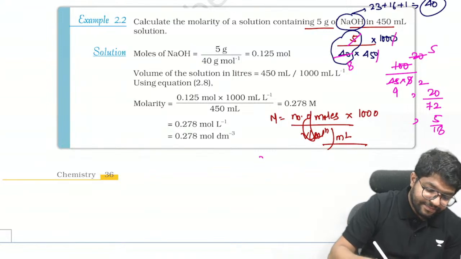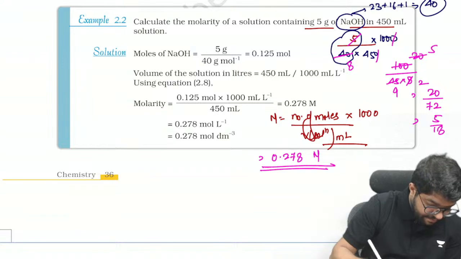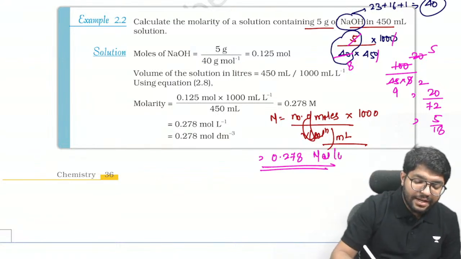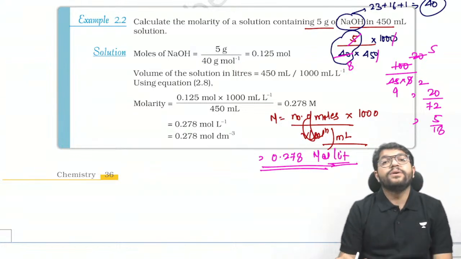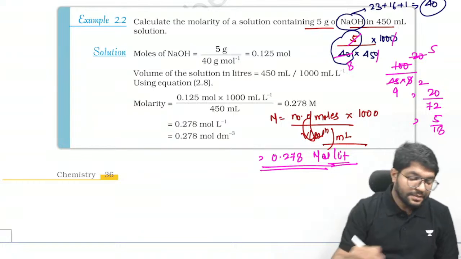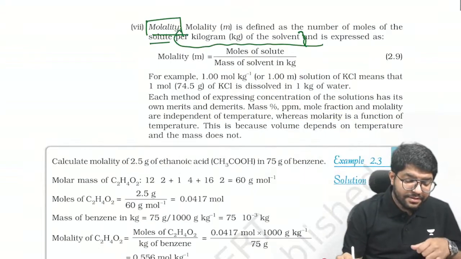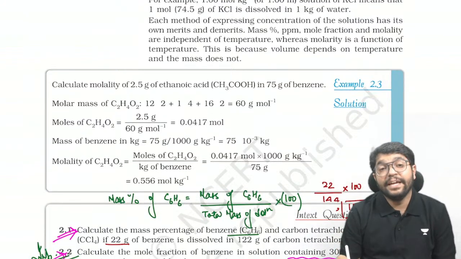0.278 molar. You can write it as molar, you can write it as mole per liter, or whatever you want to write it as. That is how it can be written. Right? Done. Next, when you come here, the next question comes from molality.